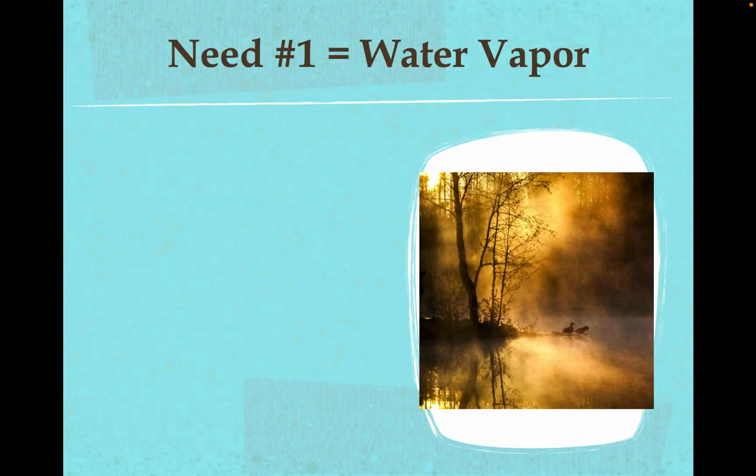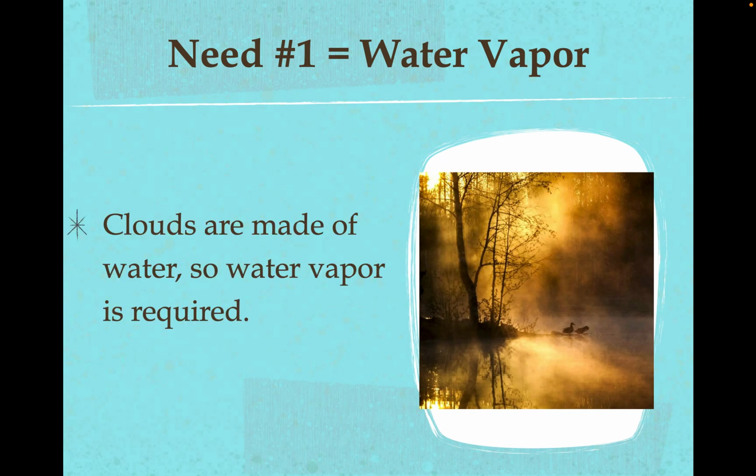The first ingredient is water vapor. And you can see in this nice picture, you've got some birds. I think those are ducks. And there's a lake in the morning, and the sun's coming over the trees, and it's putting enough energy on the surface part of water, and it's actually creating some steam. Clouds are made up of water, so water vapor is required. It's kind of a no-brainer, but it's worth writing down. You need water vapor to make a cloud.